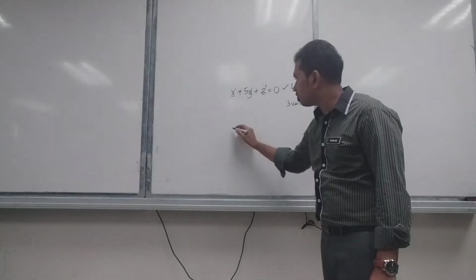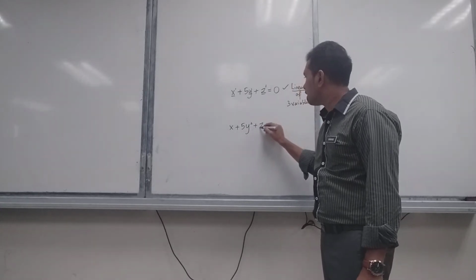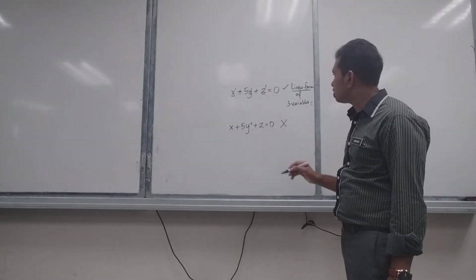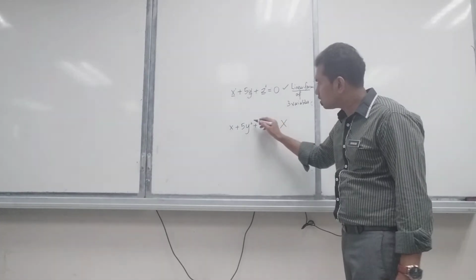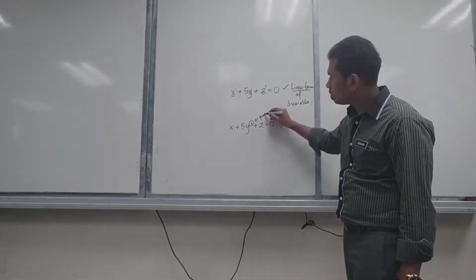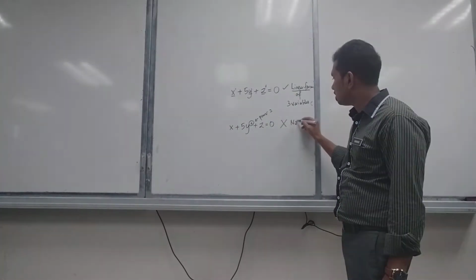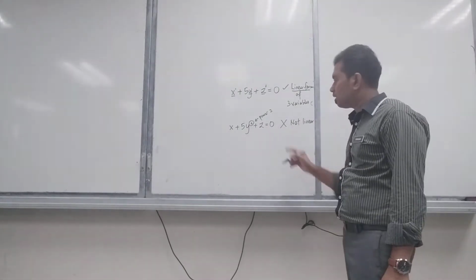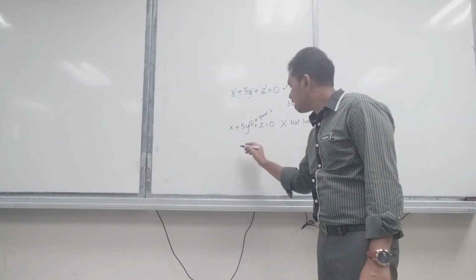Let's say we have x plus 5y power 2 plus z equals 0. This one is not linear form of three variables, because you see the power here. This one is power 2, so this one is not linear. Remember, power 2, so this one is not linear.